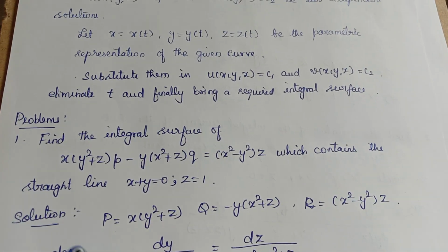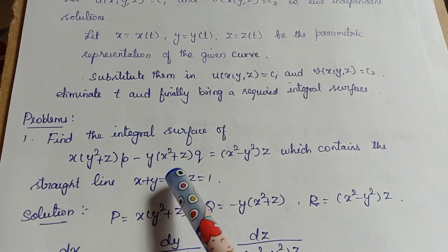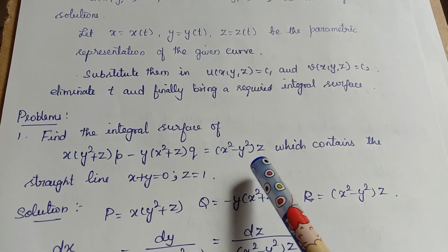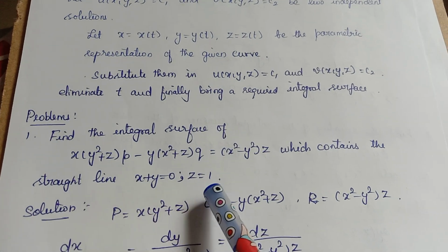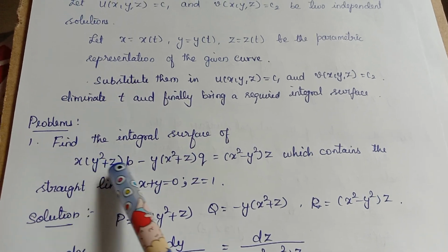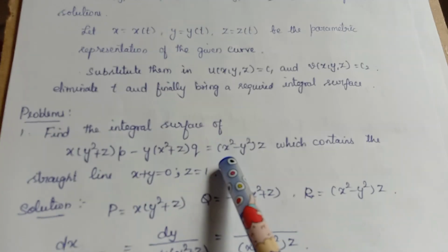So the first problem is: find the integral surface of (x y square plus z)p minus (y x square plus z)q equal to (x square minus y square) z, which contains the straight line x plus y equal to 0 and z equal to 1. So this is the given differential equation. See, this is of the form Pp plus Qq equal to R.